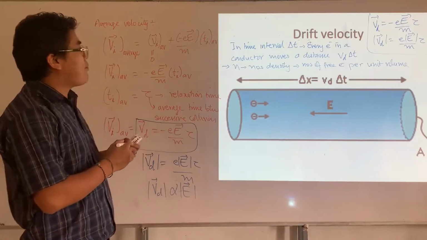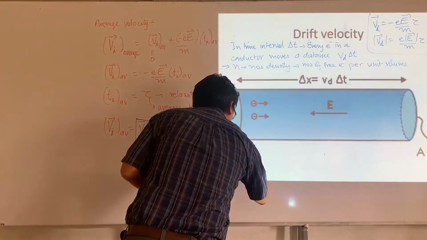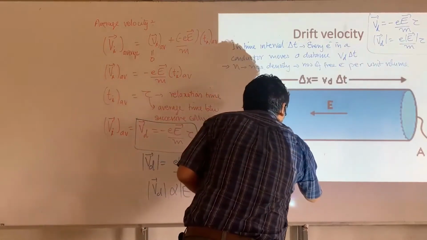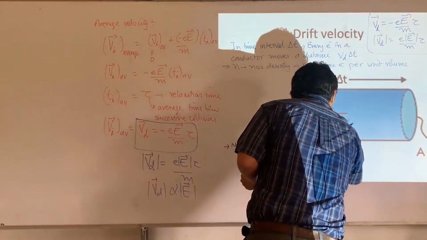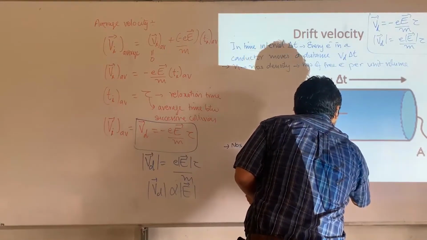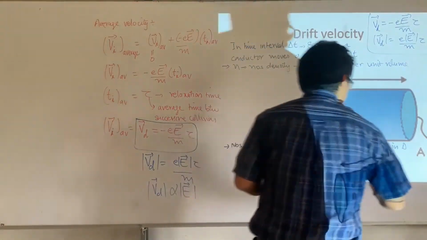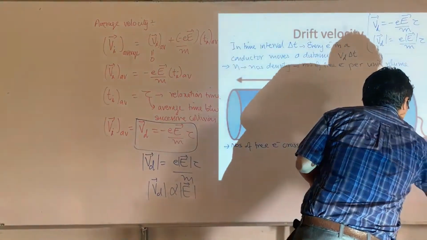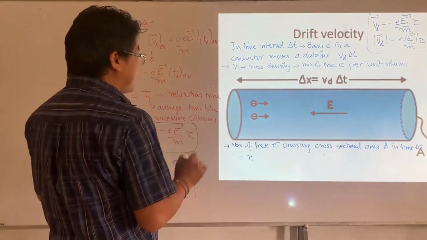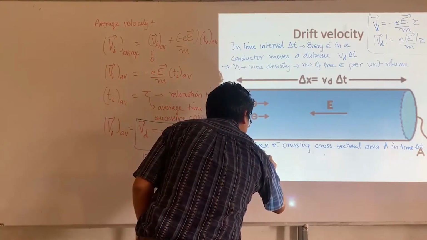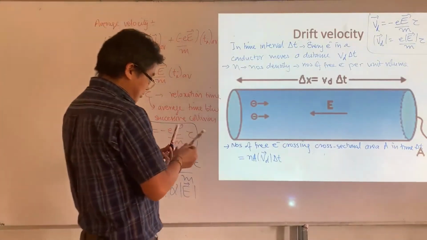Therefore what I'm writing here is, the number of free electrons crossing the cross-sectional area A in time delta t would be equal to n, the number density, times A, the area, times this distance. This is going to be our distance.